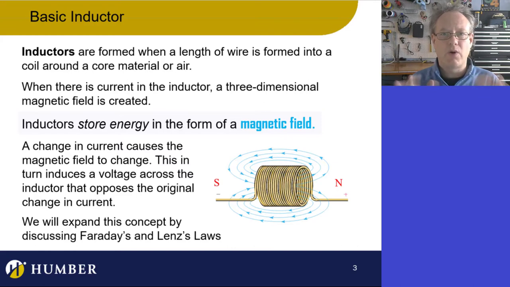So this is what's going on here. Okay. So we have an inductor. We're going to define an inductor. Inductors are formed when a length of wire is wrapped around some kind of core. Now that core could be an iron core. It could be a ferrite core, or sometimes it's actually just an air core. And there are symbols for that as well.